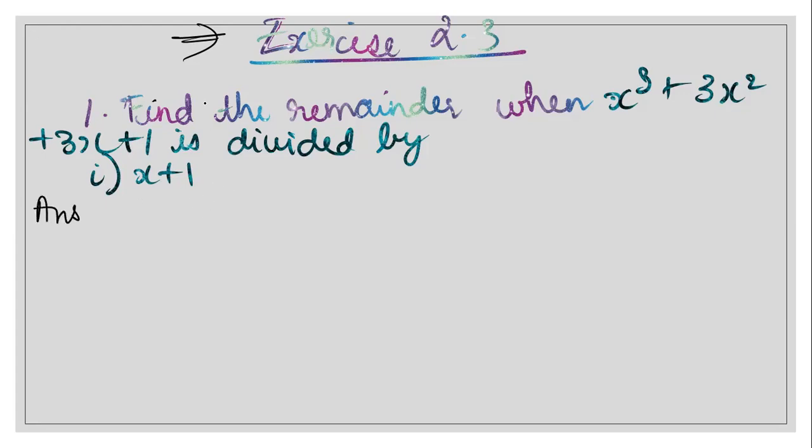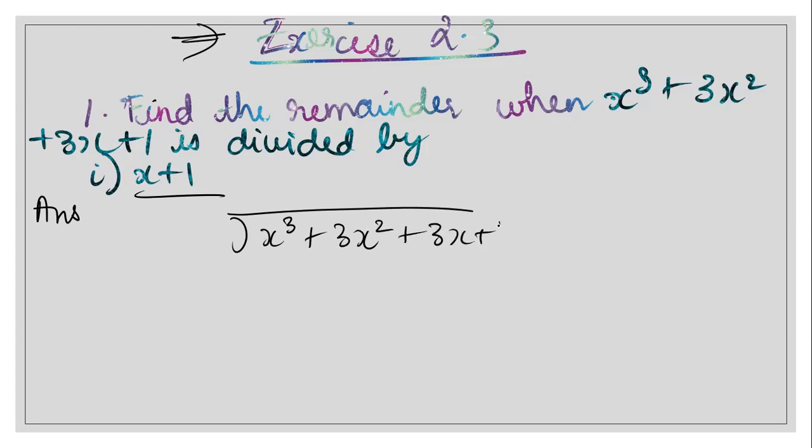So the first question is, find the remainder when x cubed plus 3x squared plus 3x plus 1 is divided by x plus 1. Let's find this out by the long division method. So x cubed plus 3x squared plus 3x plus 1, divided by x plus 1.